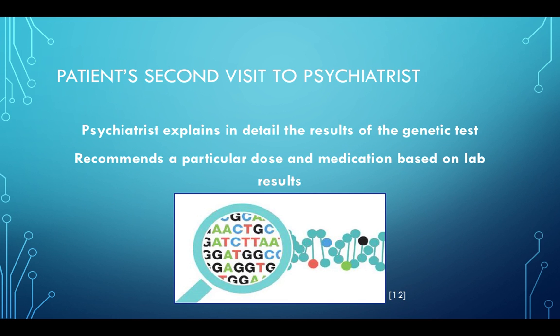So in the patient's second visit to the psychiatrist, they will explain in detail the results of the genetic test and recommend a particular dose and medication based on the lab results. So that could be maintaining the same medication, adjusting the dosage, or maybe even prescribing a better medication that would be more suitable to their genetic makeup.